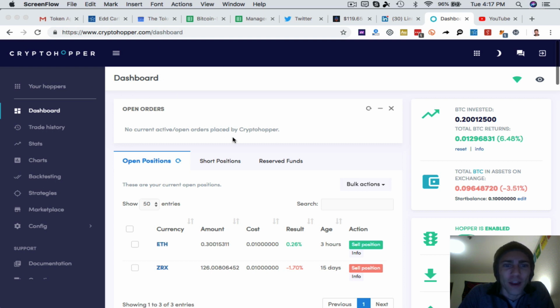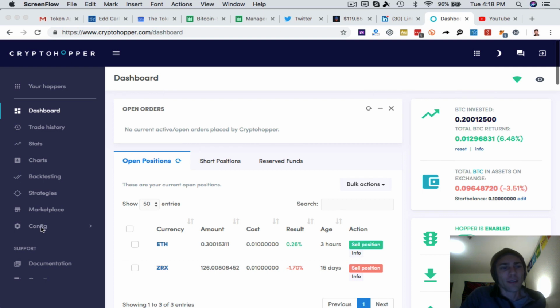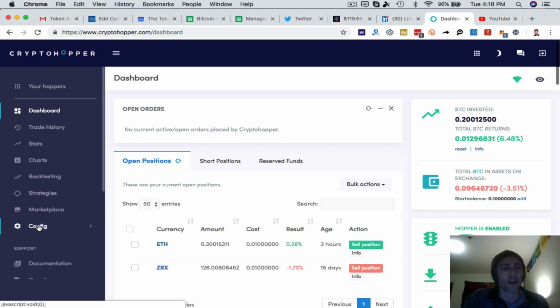This is the Cryptohopper dashboard, and I've been playing around with the simple RSI strategy, which you can download if you go into strategies. It's a free strategy that Cryptohopper creates. Just basically sets it like this. We'll go ahead and look through it here.